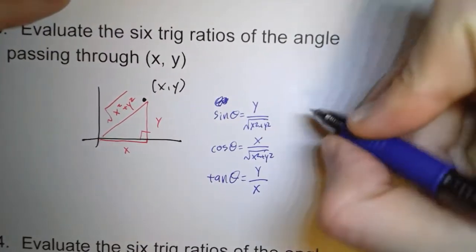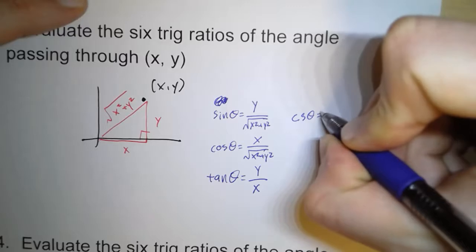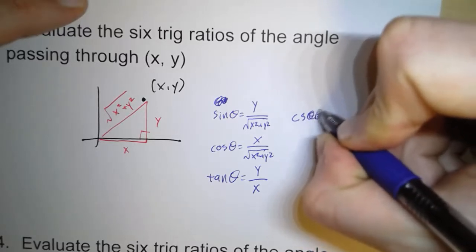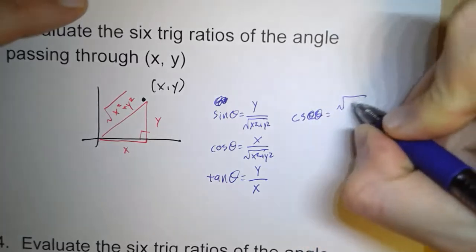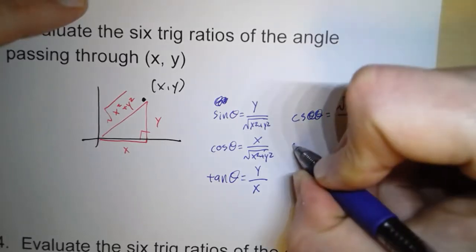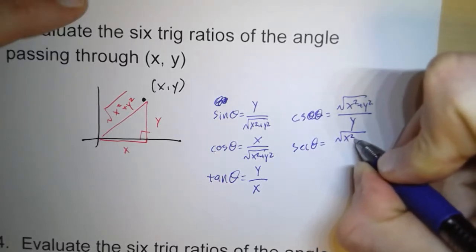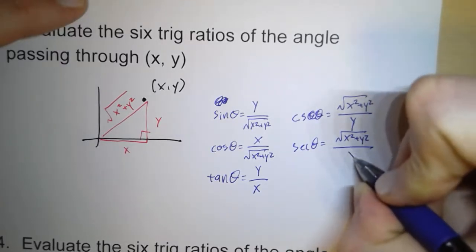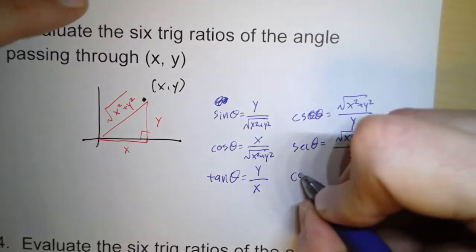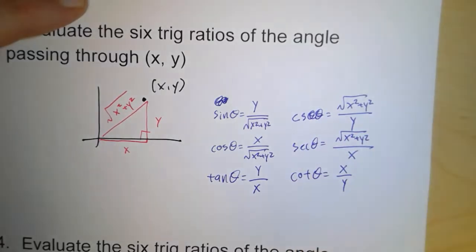All right. Now, what about the other three? Well, they're just the reciprocals. So cosecant of theta is going to be square root of x squared plus y squared all over y. Secant of theta is going to be square root of x squared plus y squared all over x. And cotangent of theta is going to be x over y.